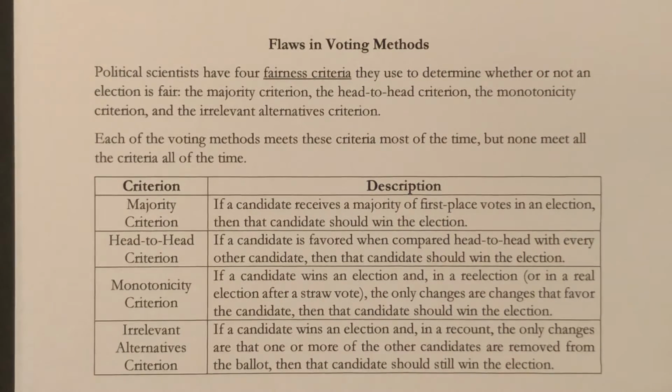The majority criterion. It says if a candidate receives a majority of first place votes in an election, meaning they receive more than 50%, then that candidate should win the election. That makes good gut sense, good fairness sense, but that's not always going to be met. The head-to-head criterion. If a candidate is favored when compared head-to-head with every other candidate, then that candidate should win the election. Makes good sense as to what a good gut sense means to be fair, but this criterion is not always met either.